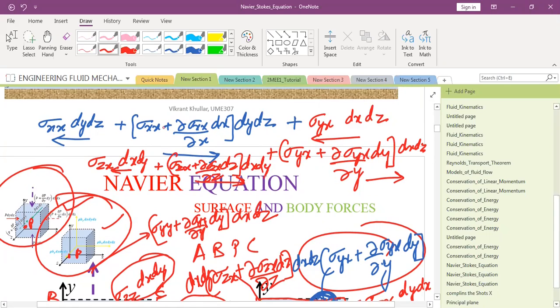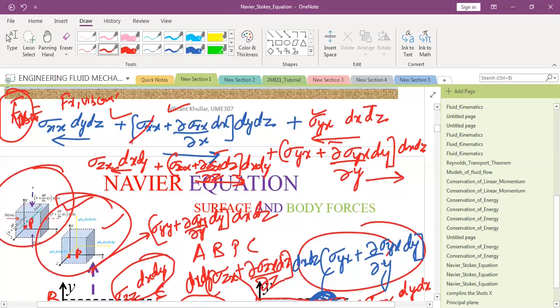So under the action of all these forces, the fluid might be accelerating, or if the fluid is moving with constant velocity, then the sum of all forces should equal 0. But this represents actually the x component of the viscous force. So it contains all these terms.